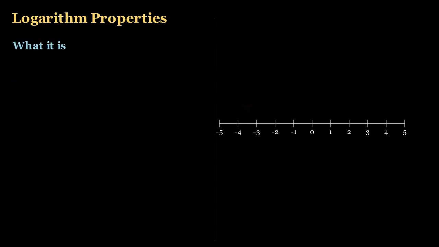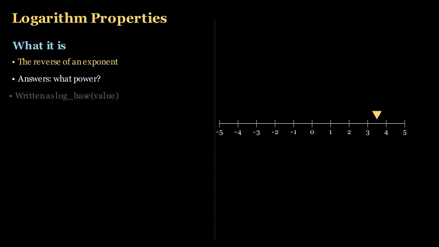You already know that an exponent tells you how many times to multiply a base, like 2 to the power 3 equals 8. A logarithm is simply the reverse question. Instead of asking what is 2 raised to the power 3, it asks 2 raised to what power gives me 8. The answer is 3. So the logarithm base 2 of 8 is 3. It's like a detective that finds the missing exponent.